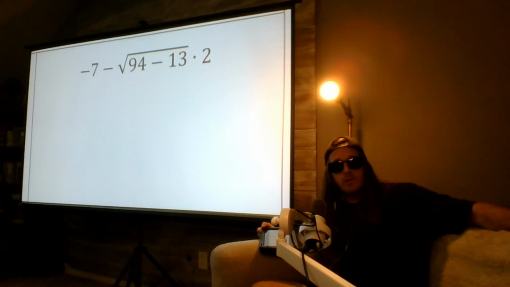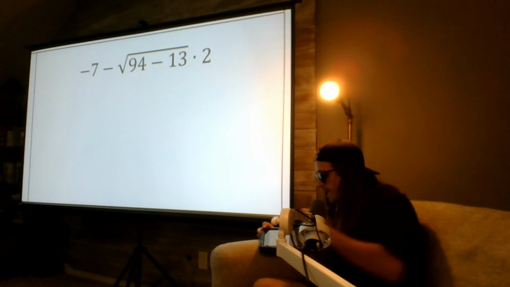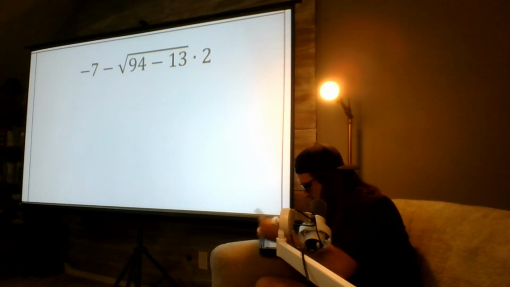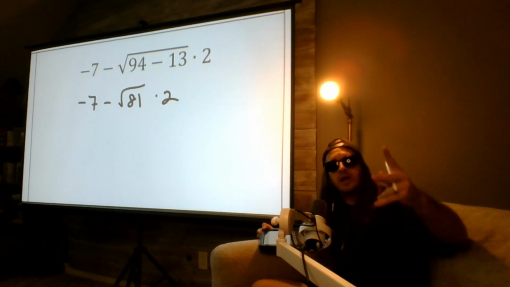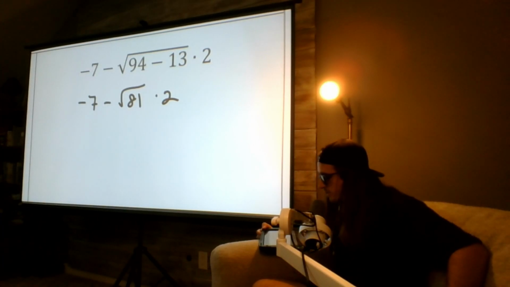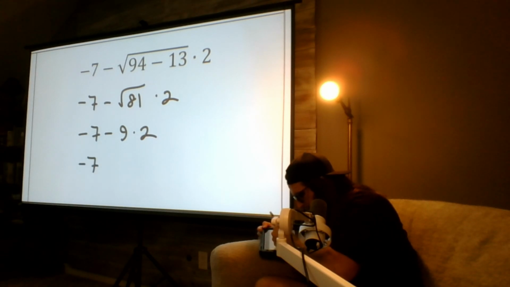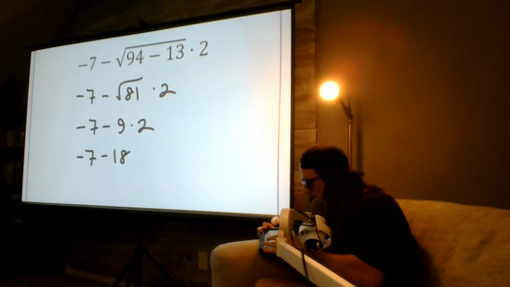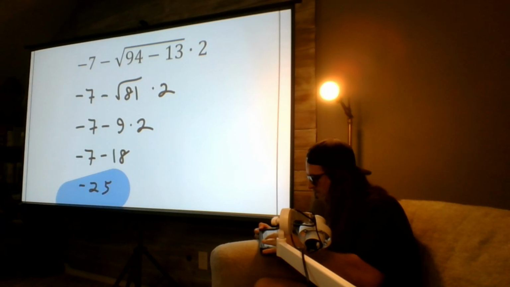Start with the square root all the way on the inside there. So the first thing we need to do is 94 minus 13. And 94 minus 13 is 81. We have 3 things left to do: subtract, square root, and multiply, right? The next thing we need to do is the square root. It falls under the exponent category, and the square root of 81 is 9. Next, we multiply. 9 times 2 is 18, and -7 minus 18 is -25. The answer is -25.